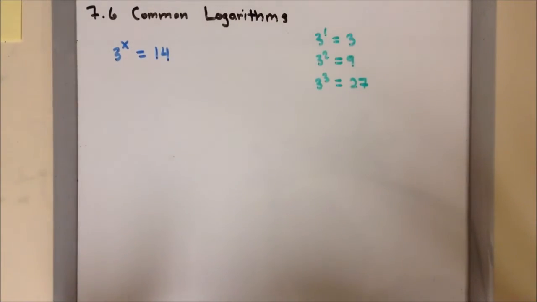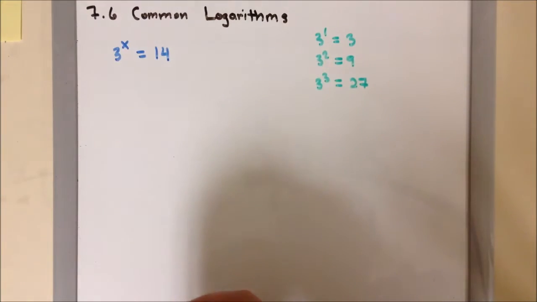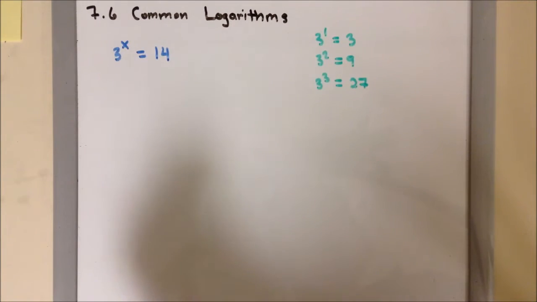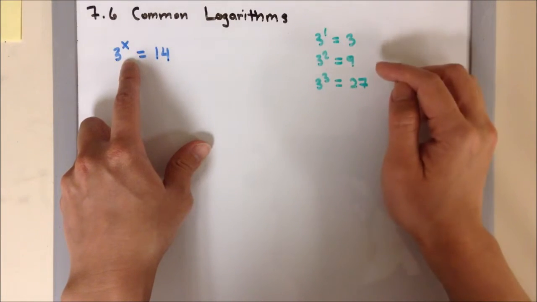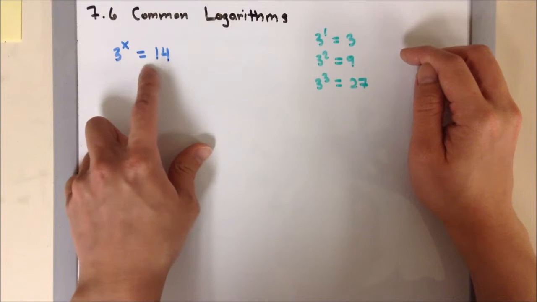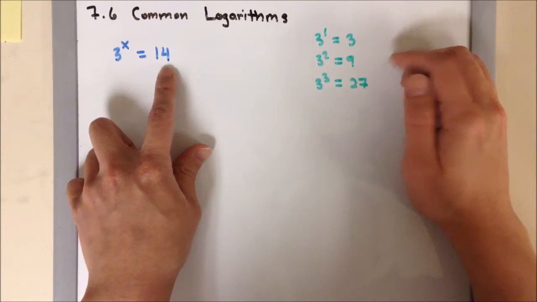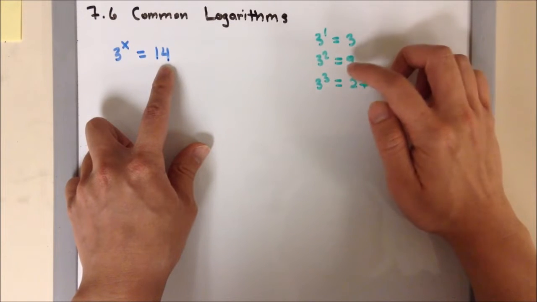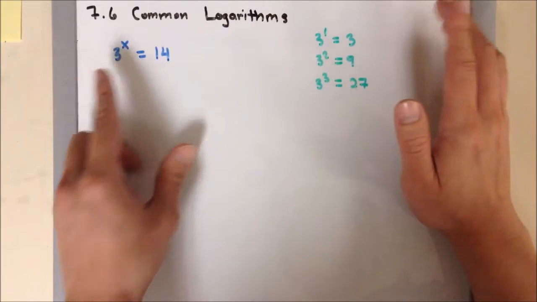Now, as I said in a previous video, we're going to set up our work using the property of logs that we covered in the previous section. I established that x will have to be a decimal number between 2 and 3, because 3 to the x power equals 14, and 14 is between 9 and 27. So we're going to assume that x is a decimal number between 2 and 3.